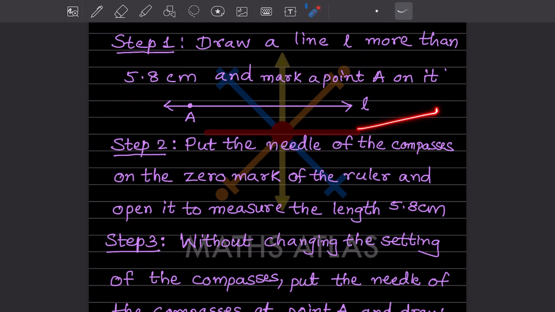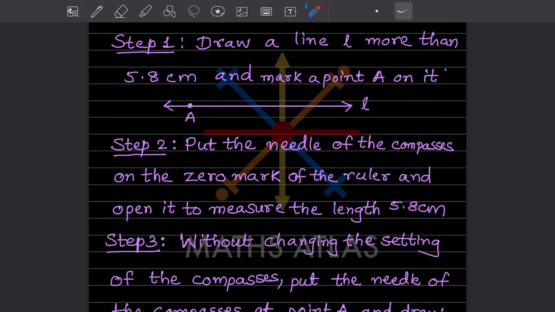So this is the ruler, this is the zero mark. You are going to put a compass over here and open it to measure the length that you are going to take from here to here, whatever it is. That will be 5.8. Your one point will be here, and the pencil point is going to be here somewhere. That is the 5.8 centimeter.